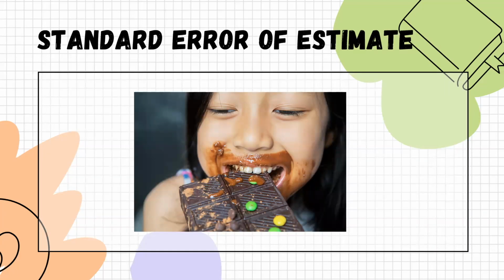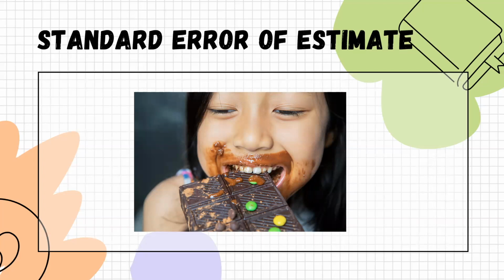Standard error of estimate. All right, let's break down the concept of the standard error of estimate in a simple way. Imagine that you have a friend who's really good at predicting how many candies you can eat based on the time you spend at the candy shop. Now, your friend is good, but not perfect. Sometimes their predictions might be a little off.